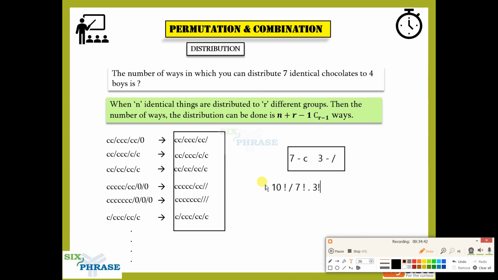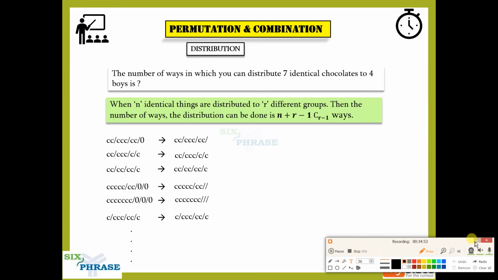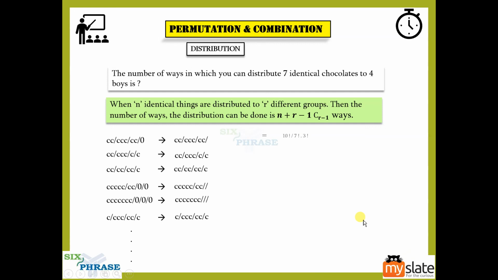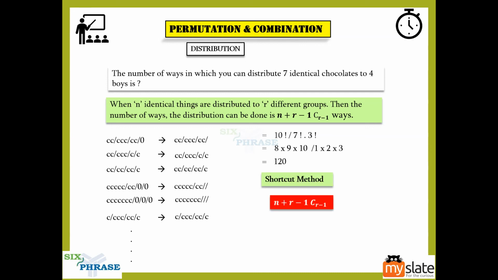So this is the answer, guys. 10 factorial divided by 7 factorial into 3 factorial, and if you solve this you will get 120 as the answer. So of course you don't use this method, we have a shortcut for this. The shortcut is n plus r minus 1 C r minus 1. You know n is 7, r is 4. So 7 plus 4 minus 1 C 4 minus 1 will give you 10C3, which will again give you 120.